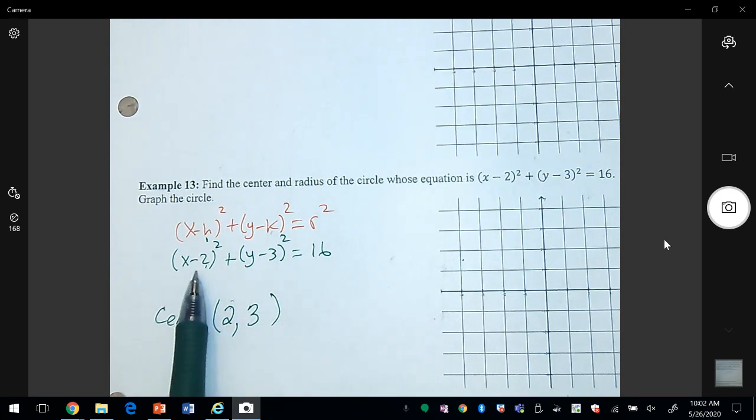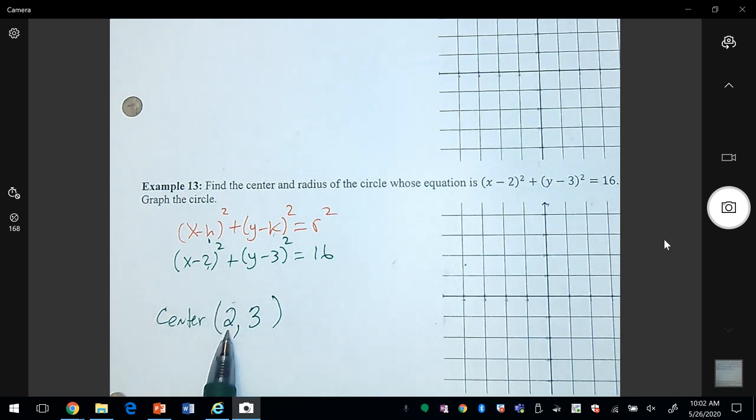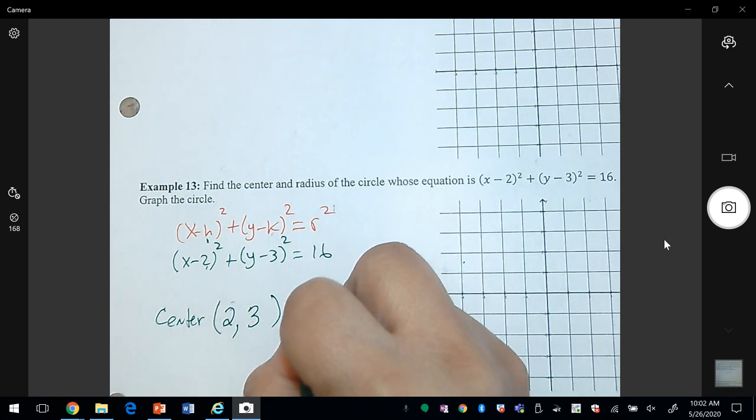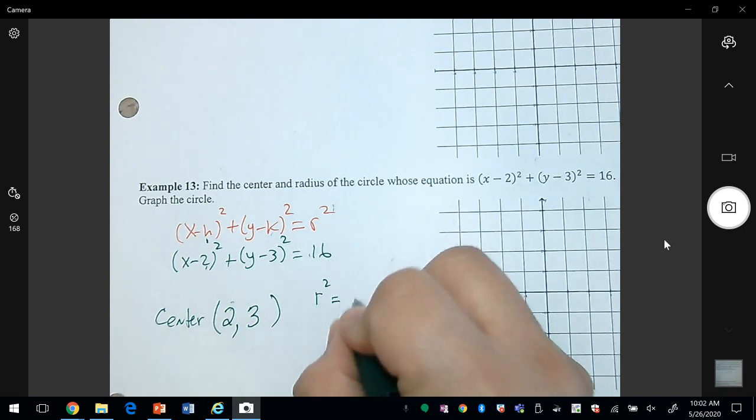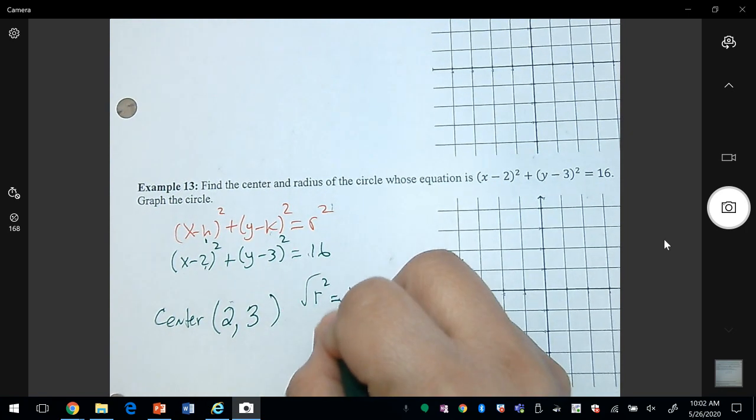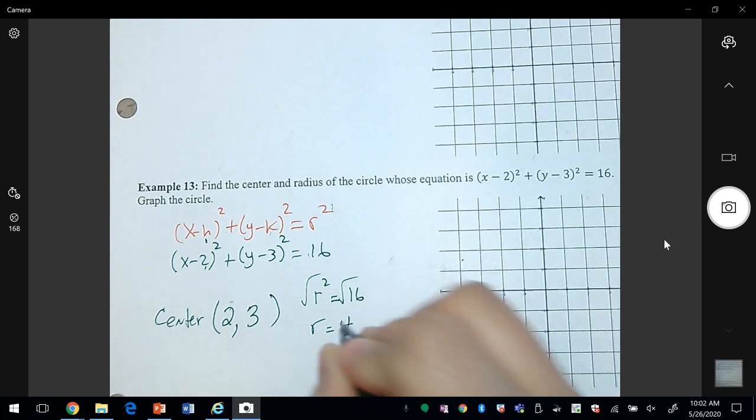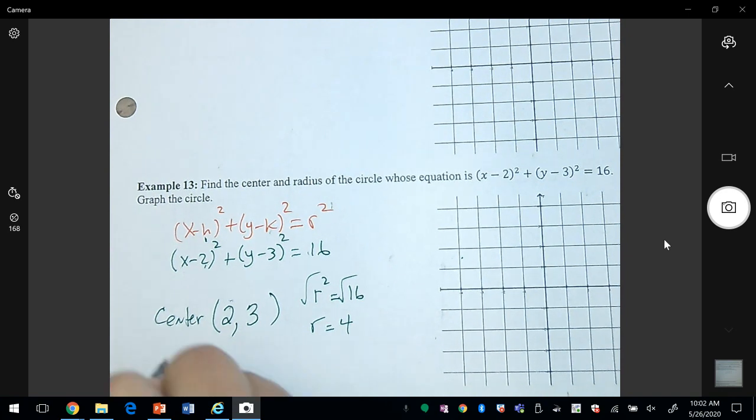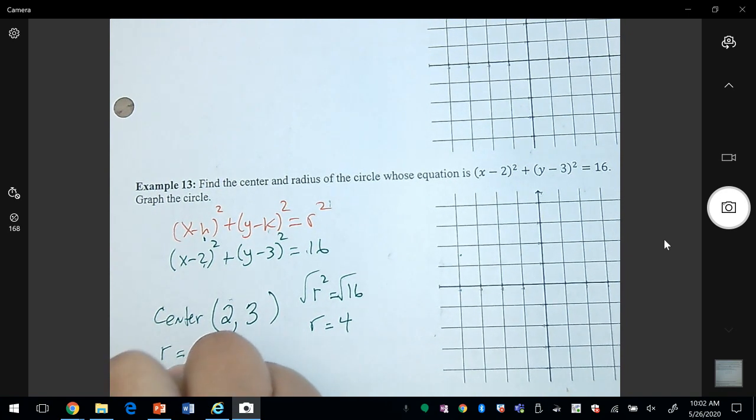So notice here, if you had a minus 2, the opposite is positive 2. Minus 3, the opposite is positive 3. So you can look at it in that way as well. And then here we see that r squared is equal to 16. So if we solve for r, we get plus or minus 4. We're only going to use the positive since we're looking at the distance. So my radius is equal to 4.